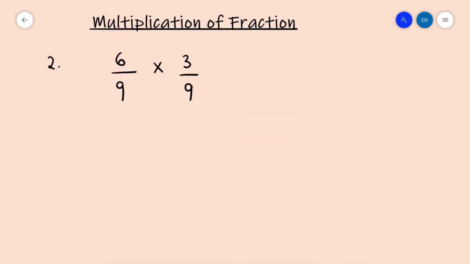The second example here is 6 over 9 multiplied by 3 over 9. So we can divide across or top and bottom. So here the greatest common factor is 3. So that's why we have 6 divided by 3, 2, 9 divided by 3, 3. Then also 3 can divide 3. So we have 1 and 1. So our leftover is 2 multiplied by 1 over 1 multiplied by 9. Now we have 2 over 9.